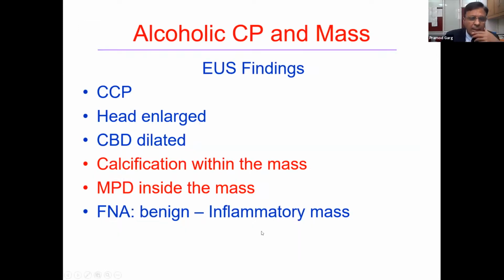The other thing is that if you find the main pancreatic duct inside the mass, that's a very, very important sign, both on MRI, where they call it a duct penetrating sign, or on EUS. If you find your MPD is going through the mass, it is most likely a benign mass rather than a malignant mass. And also, if you start seeing calcification within the mass, it is most likely inflammatory. So these are two important features on EUS to say it is likely to be inflammatory pathology.